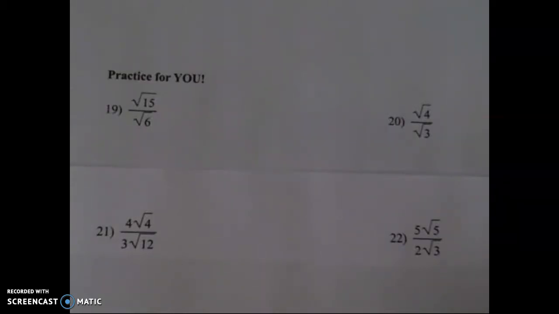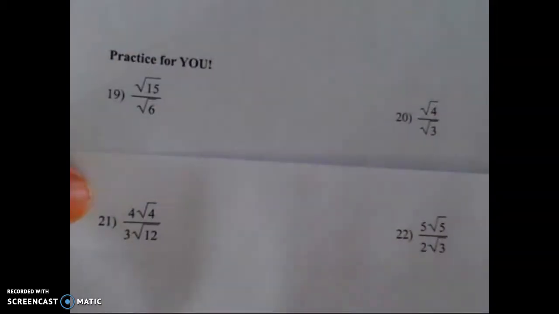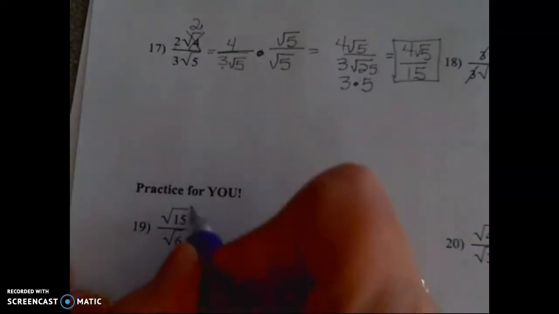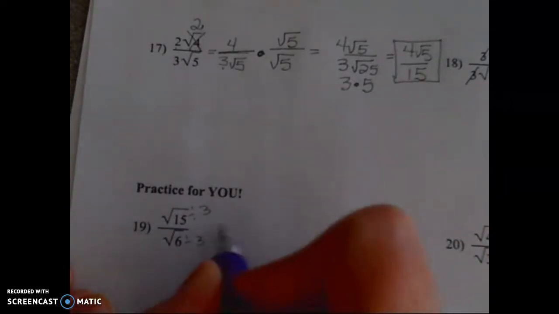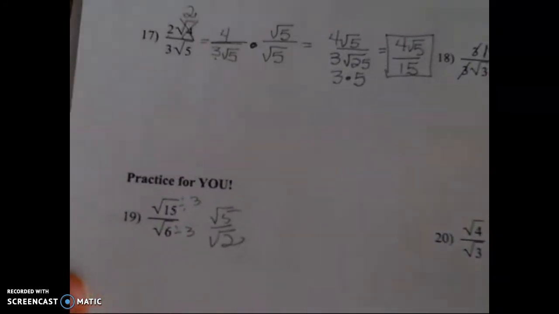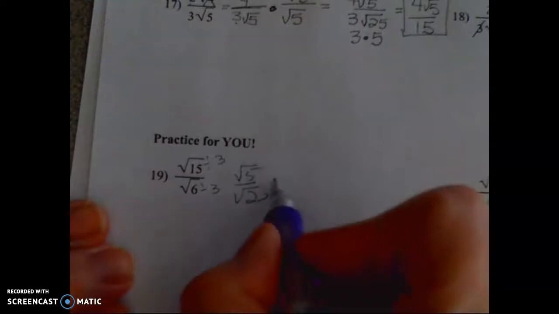Okay, welcome back. I'm going to go through these with you, just in case you need a little bit of help. For number 19, we're going to do these quickly though. For number 19, 15 and 6 are both divisible by 3. I get root 5 over root 2. Rationalize the denominator by multiplying by root 2 over root 2.